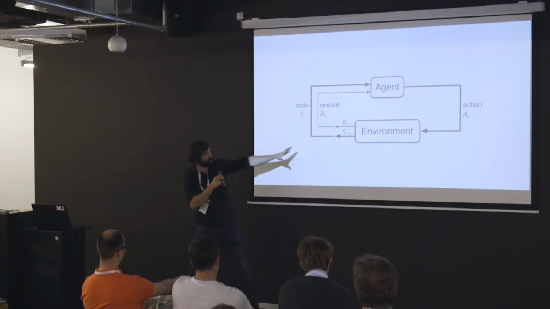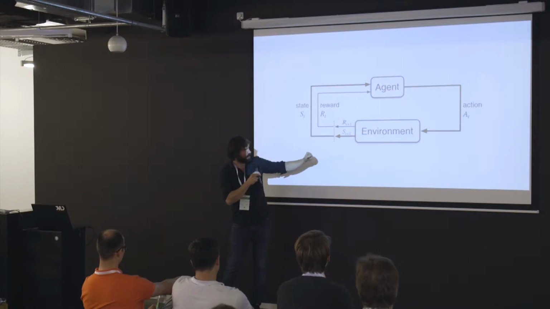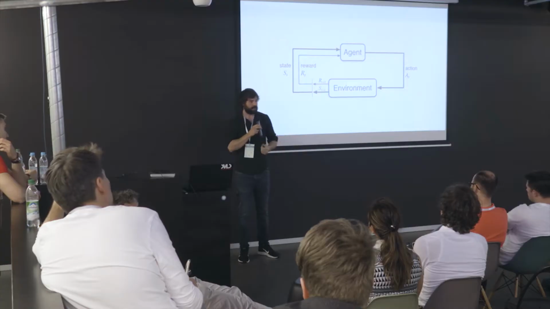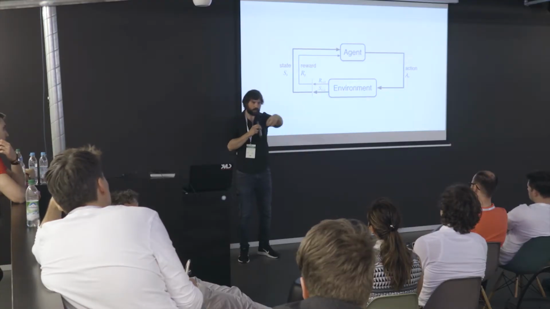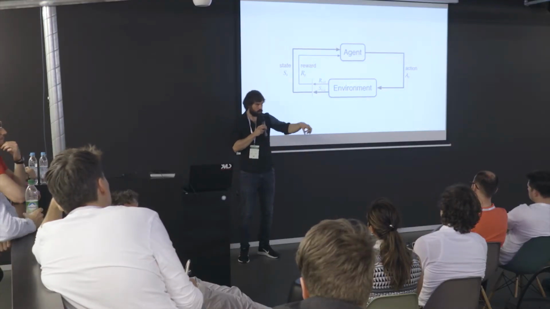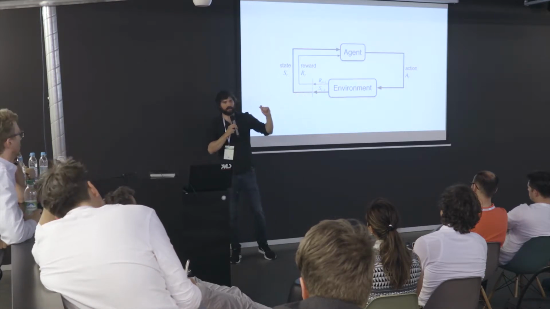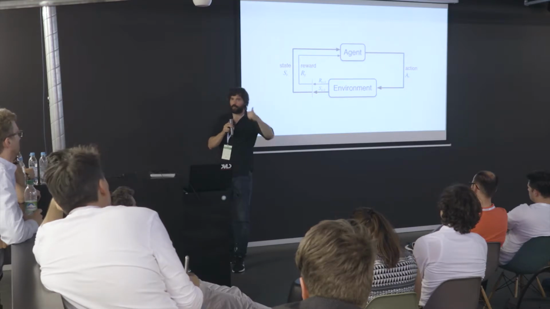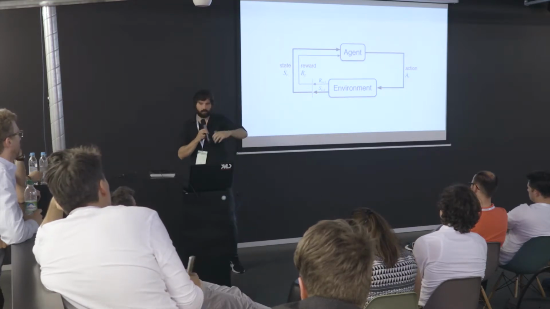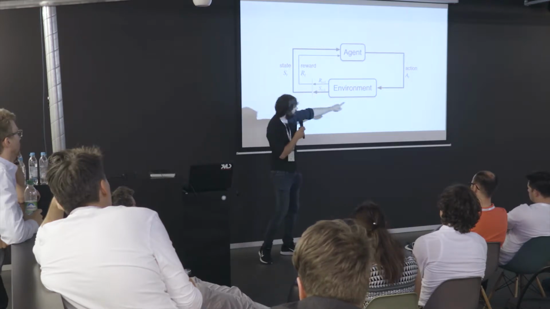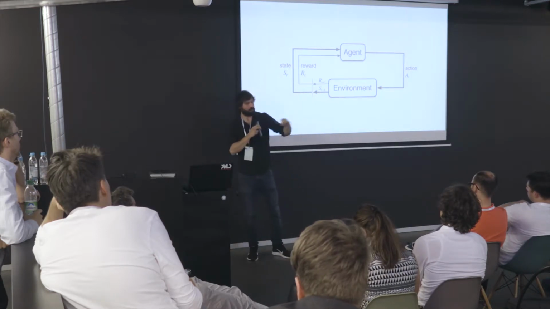So there's an environment. In the Go case, that's the game, and the environment emits two signals to an agent, that's the player. It emits the state, so where the Go stones are, and it emits a reward. In the case of Go, I think there's a single reward at the end of the game: you won or you lose. That's it. And the agent emits an action into the environment. It's like where I put my stone.